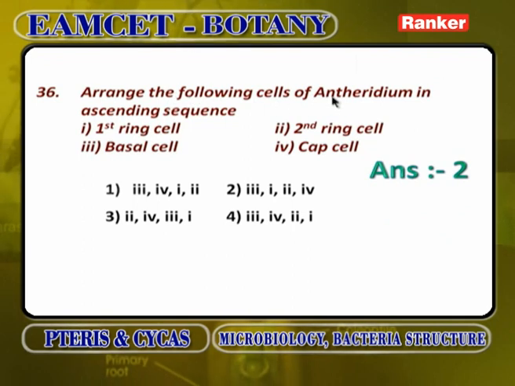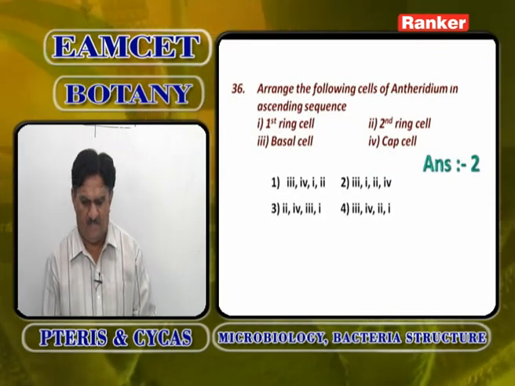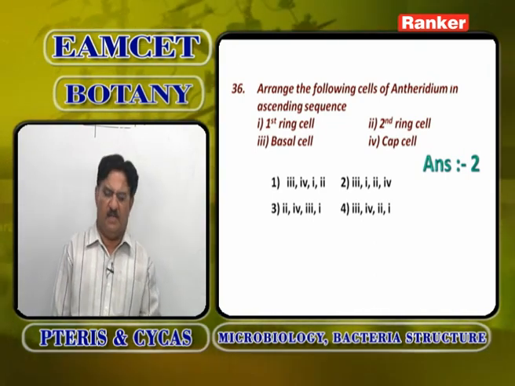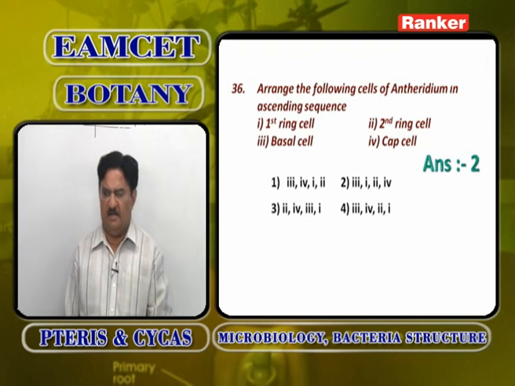Arrange the following cells in the antheridium in ascending order. Ascending order means from base to apex. First ring cell, second ring cell, basal cell, cap cell. The basal cell or stalk cell is formed from tissue of the prothallus, so that will be first. Then the first ring cell, then the second ring cell, then the cap cell.